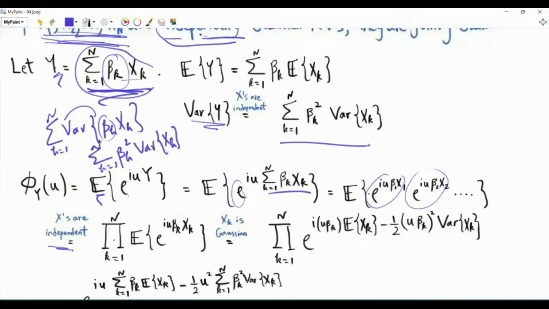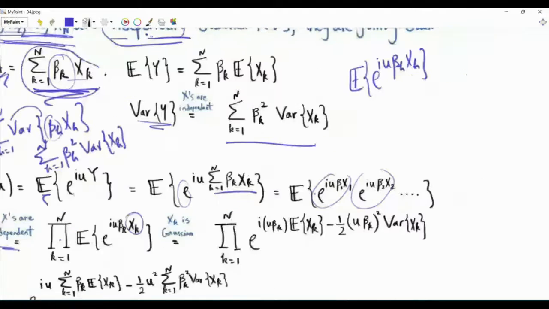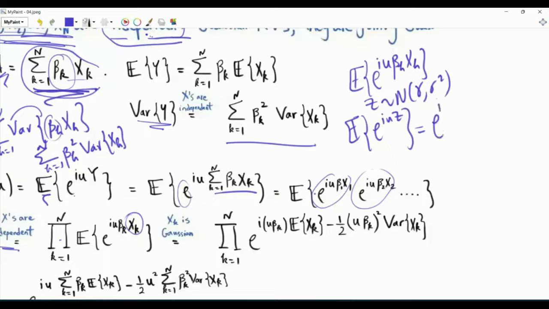Now we know that each one of those guys is Gaussian. Okay, so we have an expectation of e to the i u beta k xk. Let's remember what the characteristic function of a Gaussian is. If z is Gaussian with mean gamma and variance sigma squared, then the characteristic function of z is e to the i u gamma, minus half u squared sigma squared.